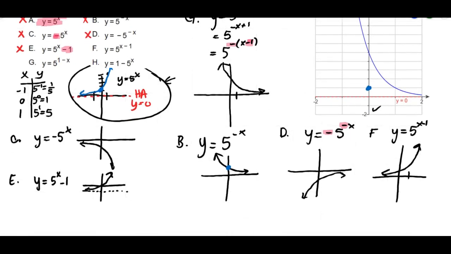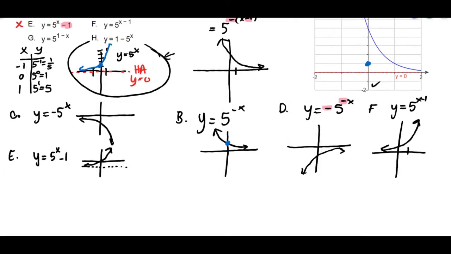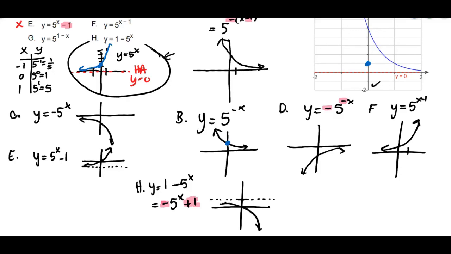Let's see this last one here. Answer choice H, 1 minus 5 to the x. Y equals that. I'm going to rewrite as negative 5 to the x plus 1. So this negative reflects it vertically, and this 1 shifts it up. So if we shift up 1 and also reflect, our asymptote is up 1, we would get something like this. And that doesn't match our picture.